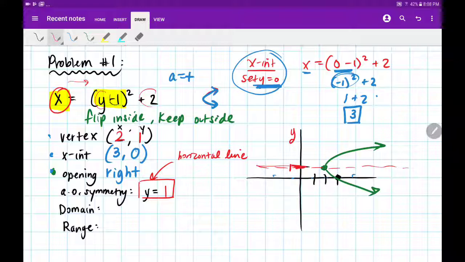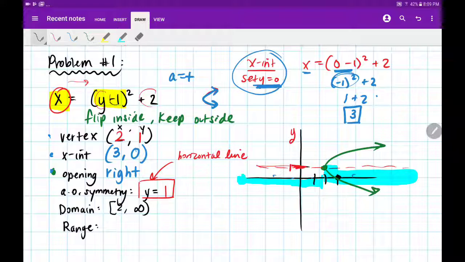Okay, our domain. Let's talk about domain. Scanning from left to right, I'm interested in all of the x values. You might ask yourself, does the graph exist over here on the left at negative infinity? It does not. It begins only here at this value of 2. So it begins at 2, and then it extends forever onwards to positive infinity. So those are the x values.